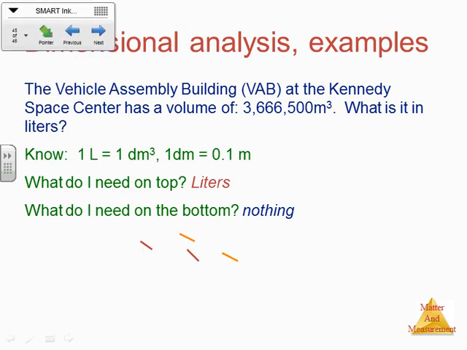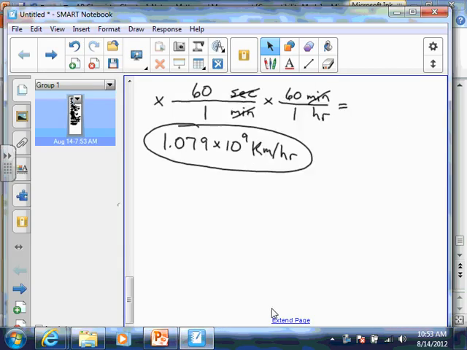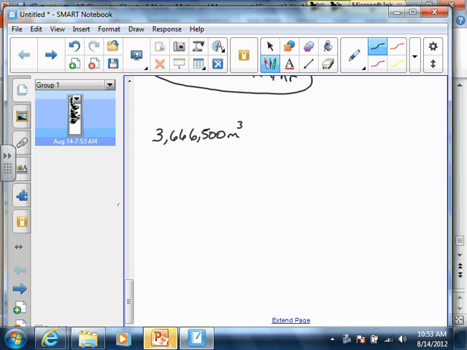So you've got this vehicle assembly building at the Kennedy Space Center, and it tells you the volume. What is that in liters? So you've got to remember some conversions here. We'll do this one too because this one involves a cubic conversion, and those are a little bit tougher. So we've got 3,666,500 cubic meters, big number there. And we need to get into liters.